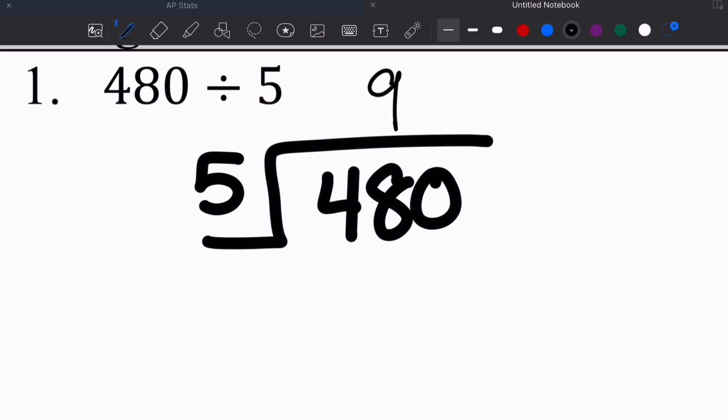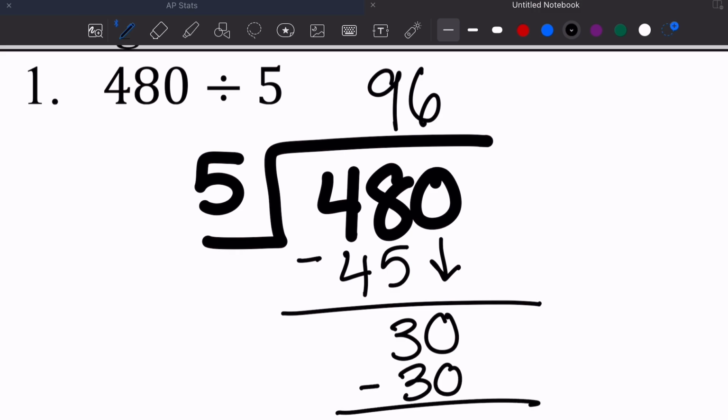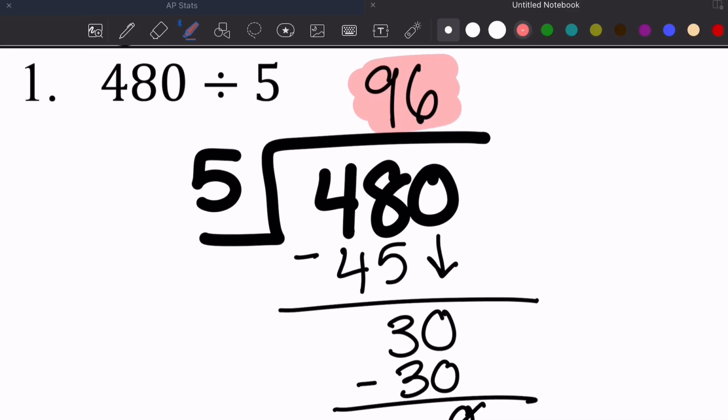Okay. 9 times 5 is 45. We change the sign, subtract down. 48 minus 45 is 3. I bring down the 0. Okay, now I look at, can 5 go into 30? Yep, 6 times. 6 times 5 is 30. Change the sign, subtract down, and I get 0. So that means my answer here is 96.